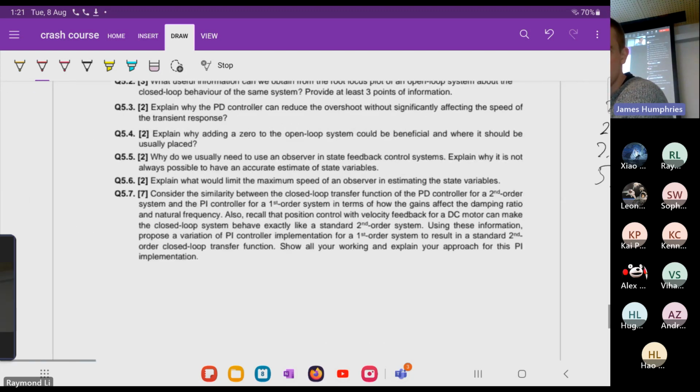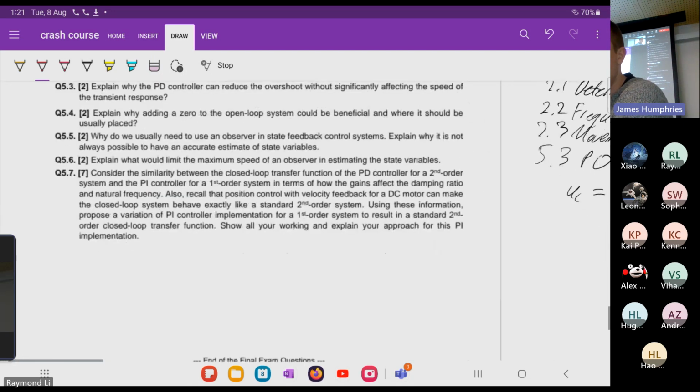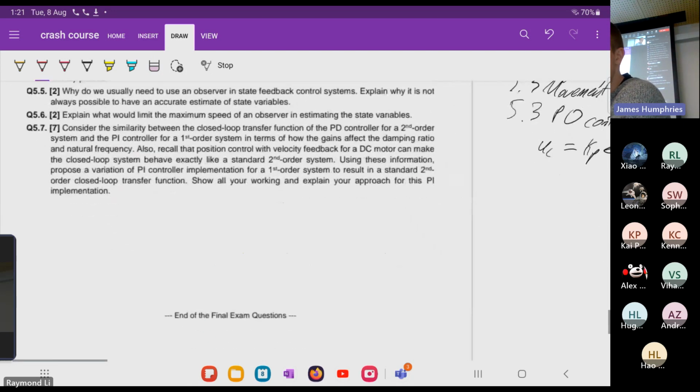Okay, but those are the two sort of things we're looking for. So we can cancel out those effects. Then consider the similarities between the closed loop transfer function of the PD controller of a second order system and a PI controller for a first order system in terms of how the gains affect the damping ratio and natural frequency. Also recall that position control with velocity feedback of a DC motor can make the closed loop system behave exactly like a standard second order system. Using this information, propose a variation of PI controller implementation for a first order system to result in a standard second order closed loop transfer function. Show all your working and explain your approach for this PI implementation.